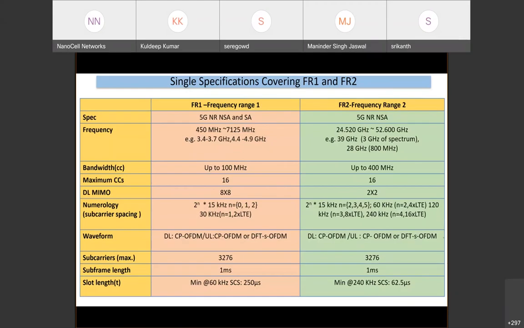Is there anything specific? I think I'm done. There are a few questions at the end, Shrikant, if you would like to have a look at that. Yeah, so I'm avoiding anything from the NSA, SA, etc. I'm only answering the 5G NR specific.